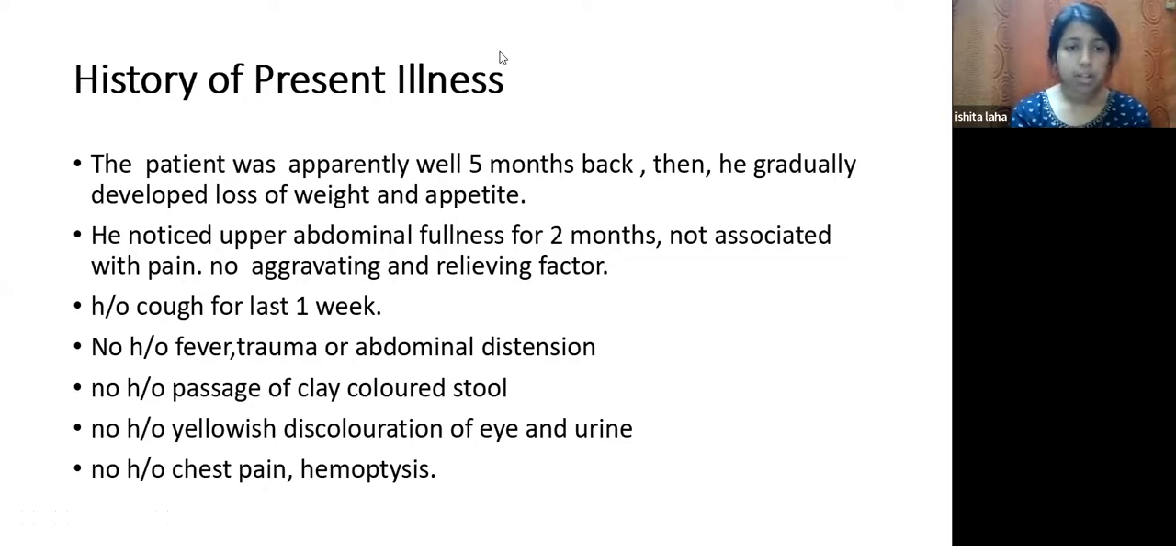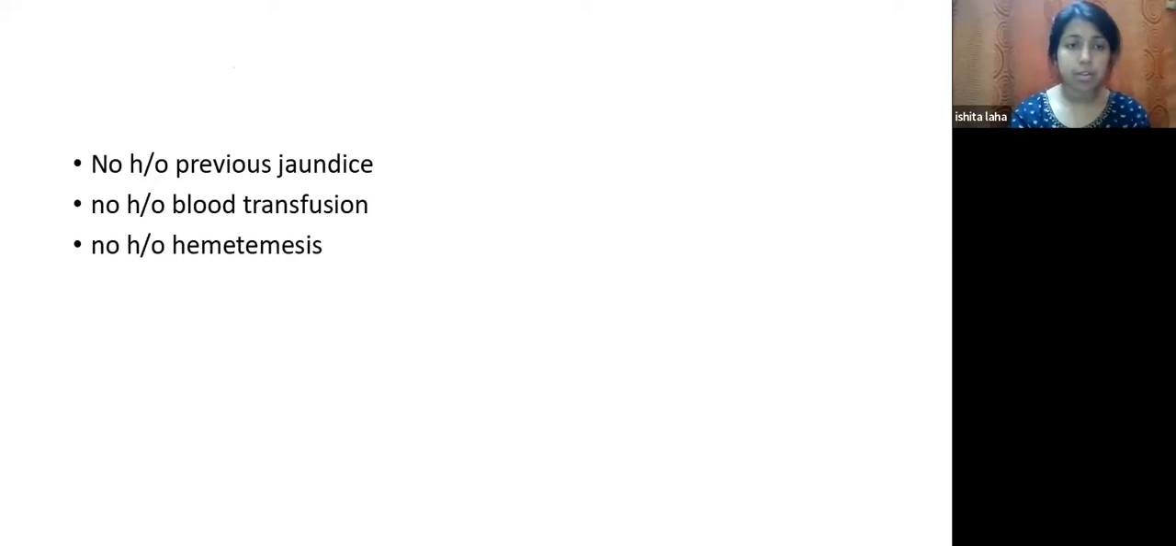History of cough for last 1 week. No history of fever, trauma, or abdominal distension. No history of passage of clay-colored stool. No history of yellowish discoloration of eyes and urine, and no history of chest pain and hemoptysis. No history of previous jaundice, no history of blood transfusion, and no history of hematemesis.